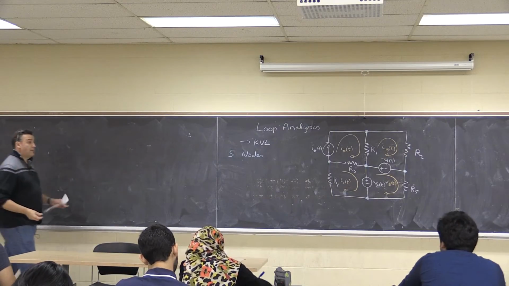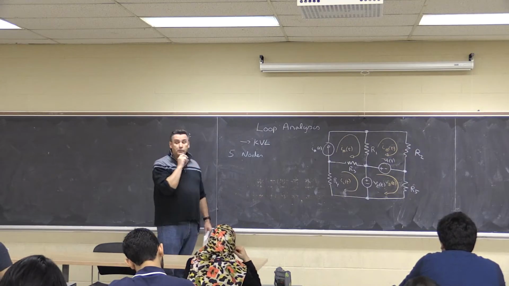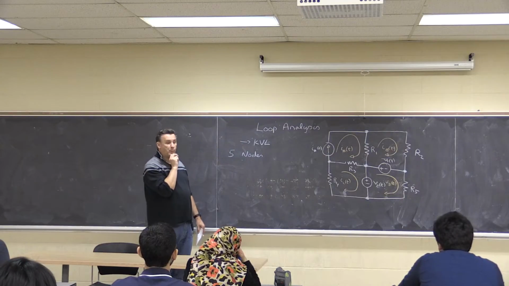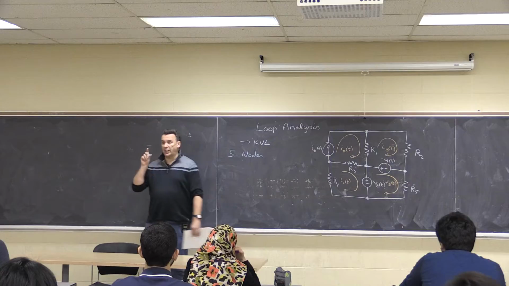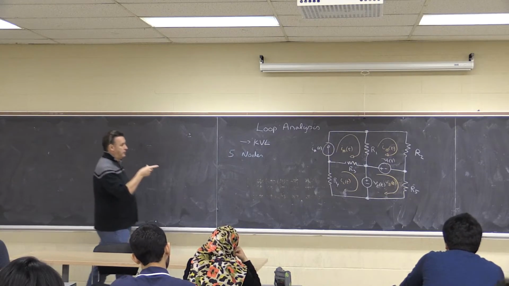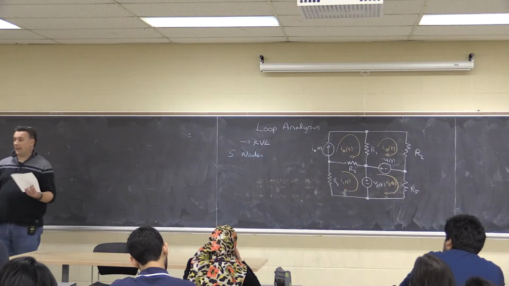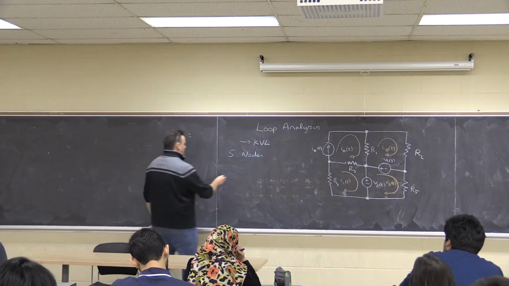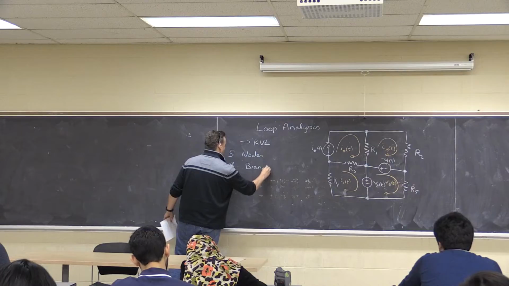We could also identify a number of branches in this circuit. Remember what a branch was? Part of the circuit that contains a component. So I know there's 5 resistors, 2 voltage sources, 1 current source, so there must be 8 branches in this circuit.